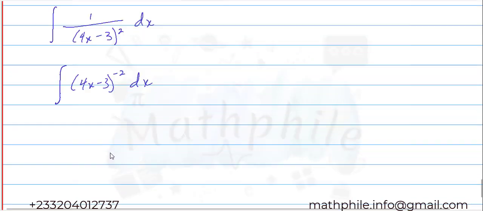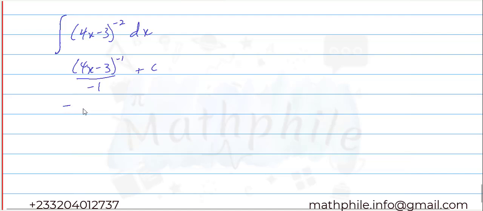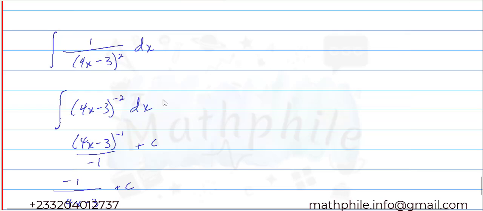With this, it's also going to be very straightforward, the same ideology. We're going to add 1 to the exponent. So we go (4x - 3), adding 1 to the exponent, negative 2 plus 1 will be negative 1, divide by the new exponent, then plus c. So you can write the final answer as negative 1 over (4x - 3) plus c. Or you can just leave your answer this way if you are not so comfortable with moving back and forth with the negative exponent.